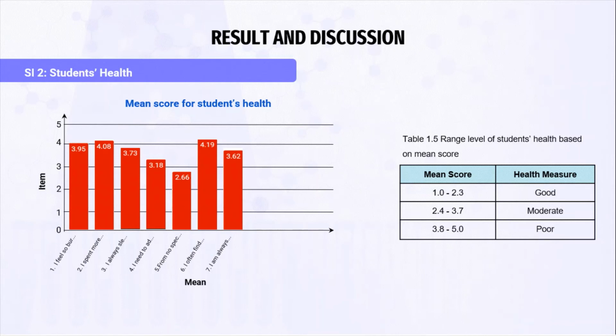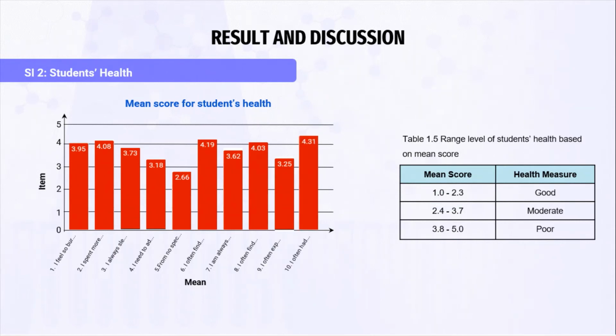Item number 8, with the mean score 4.03, indicates a poor level of health measure. The majority of them agree that they often experience rapid heartbeats, circulatory problems, and dizziness. Item number 9 gave a mean score of 3.25, which indicates a moderate level of health measure. The last item, item number 10, has a mean score of 4.31 with the health measure at a poor level, as most of them strongly agree that they often had neck and shoulder pain when facing online learning.